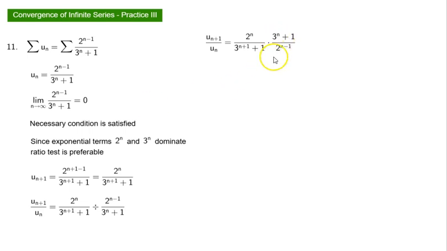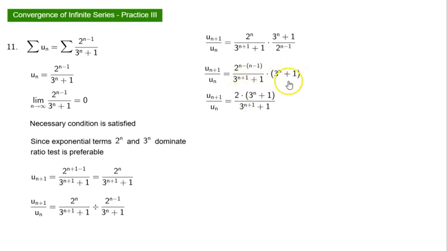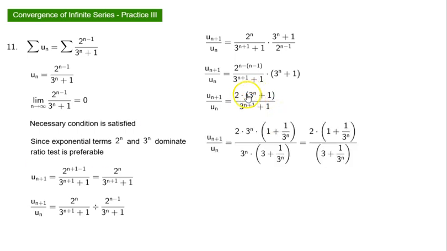Now let's convert this into multiplication by taking the reciprocal. And now let's simplify. 2^{n+1} - 1, if it goes up, becomes 2^n - 1, so the n minus n gets cancelled. So we have 2 times (3^n + 1) divided by (3^{n+1} + 1). Here 3^n we take out, and in the denominator 3^n we take it out. So what do we have?